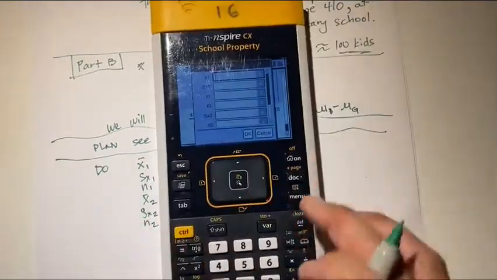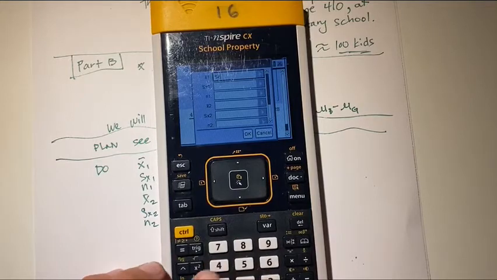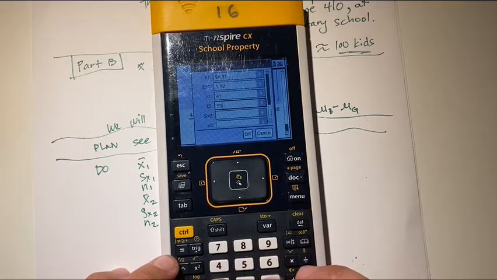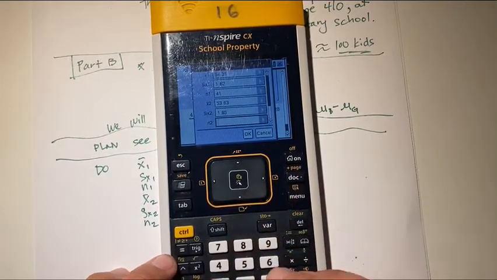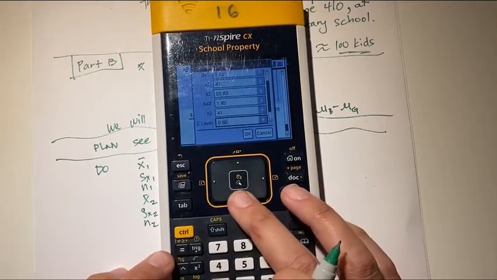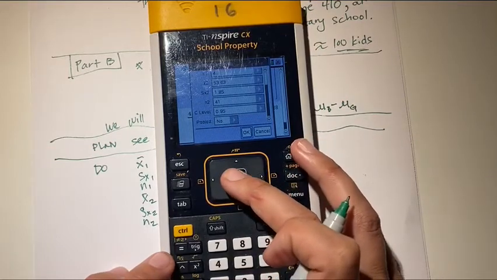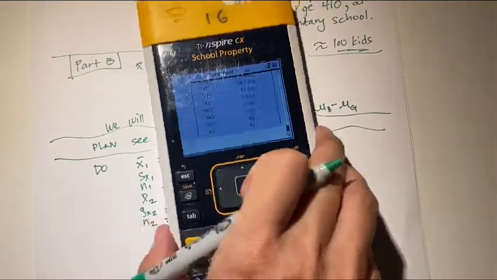So let's type those in. 54.31, 1.62, 41, 53.63, 1.85, 41. Going to keep that at the 95% level, keep pooled saying no, and I get my stuff.